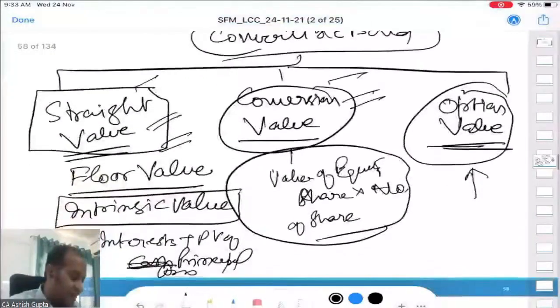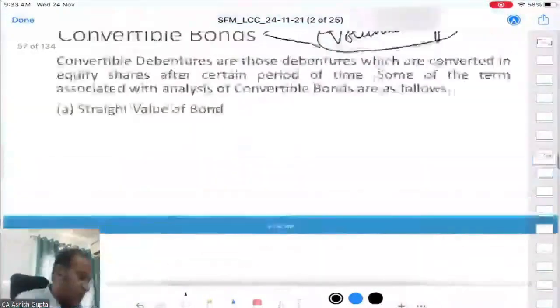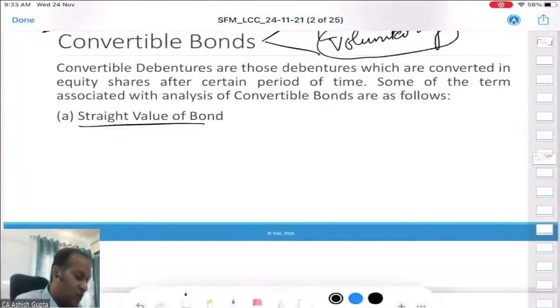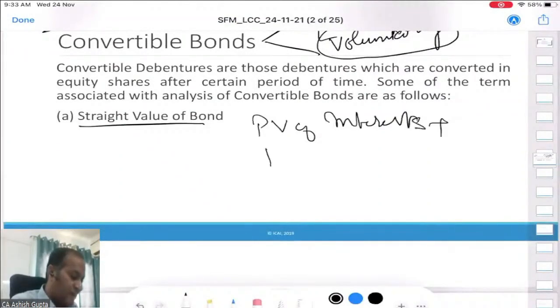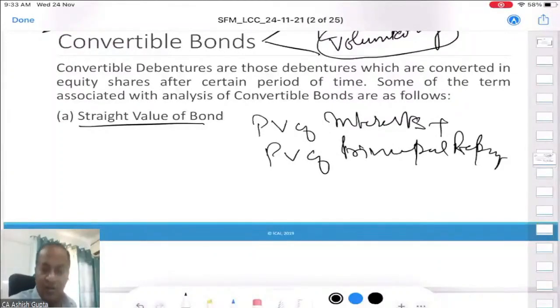So when we talk about the convertible bond value, the first thing we cover is the straight value of the bond. As I told you, the straight value of a bond is the present value of interest plus the present value of the principal repayment. This is the minimum floor value. Okay, students, now let us see the next one.